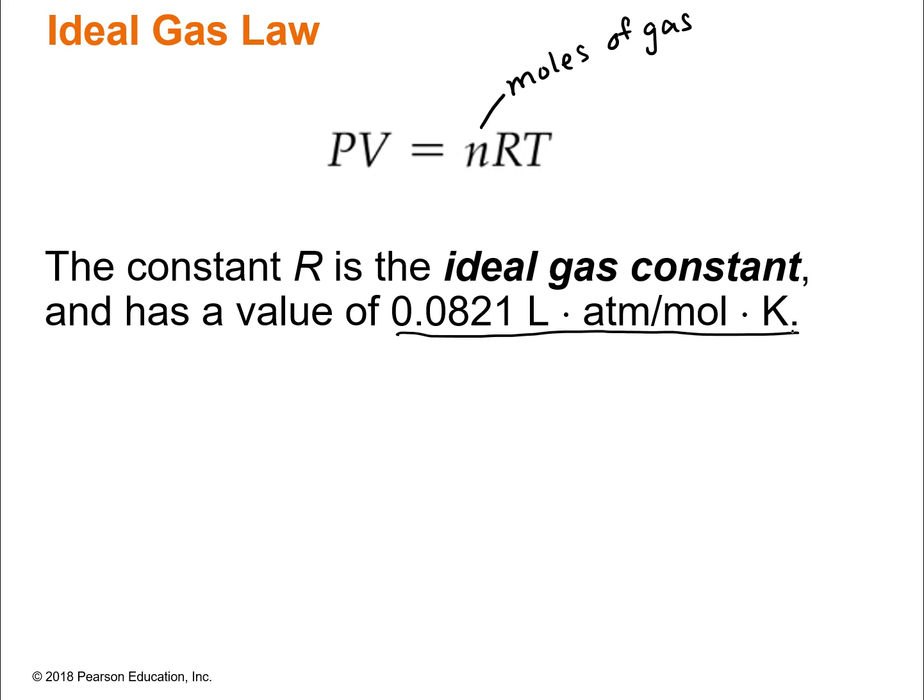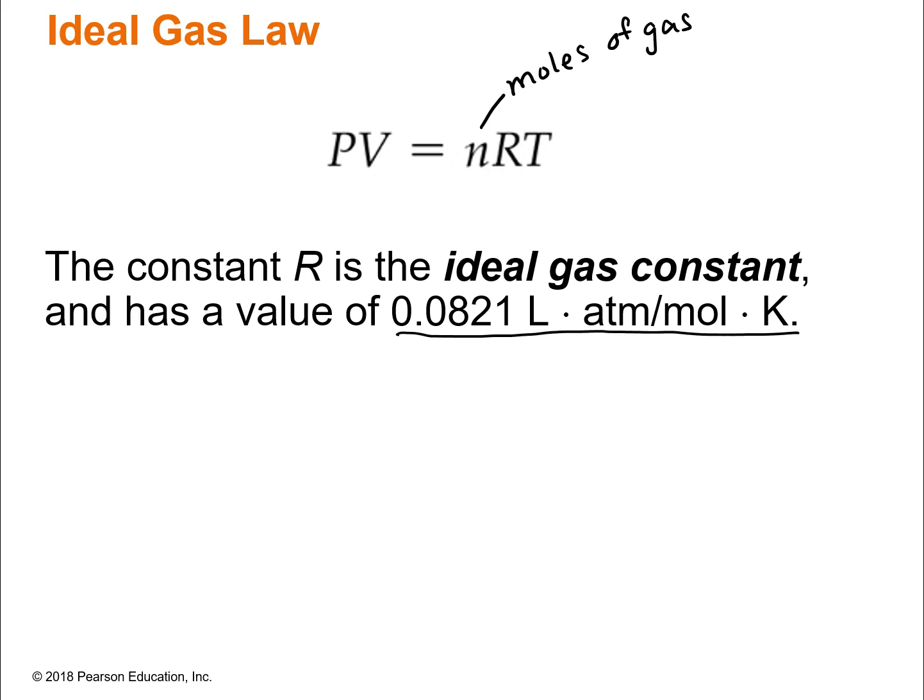This value will be provided for you for the exam and is 0.0821 liter atmospheres per mole Kelvin. This is just a number that when you take into account how the pressure is related to volume, temperature, and moles, this constant makes it so that we can say equal to versus proportional to. That's all you need to know about that.